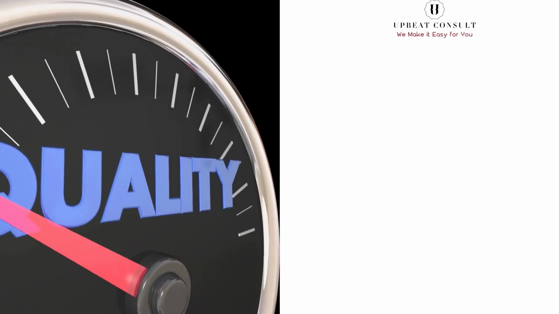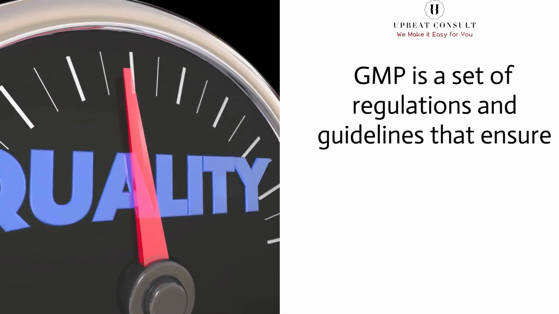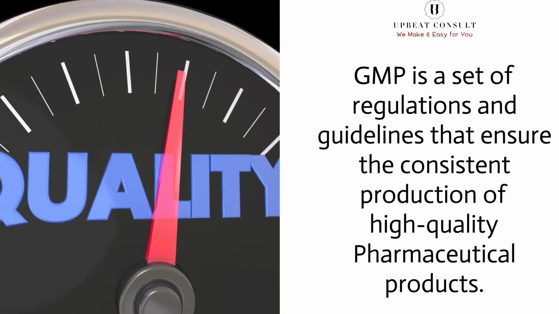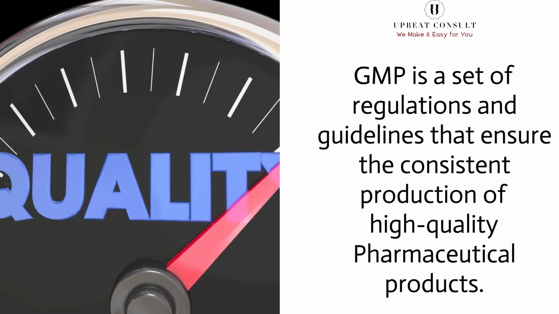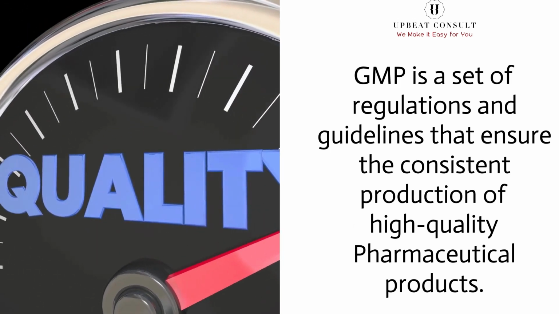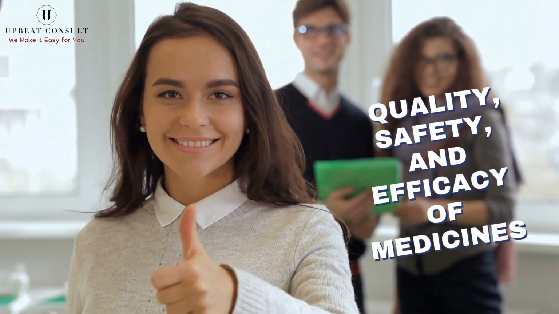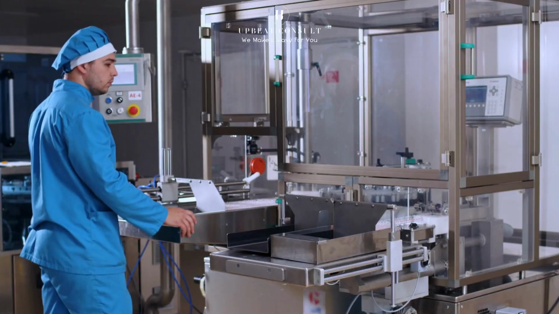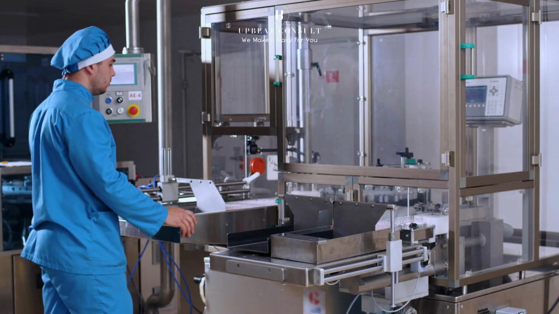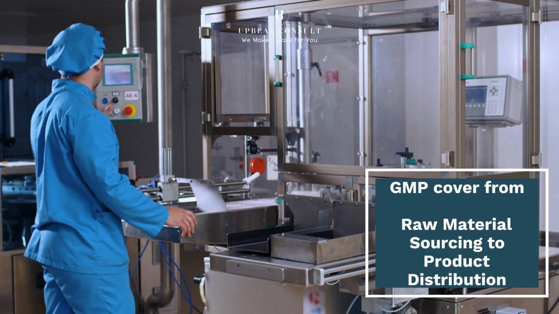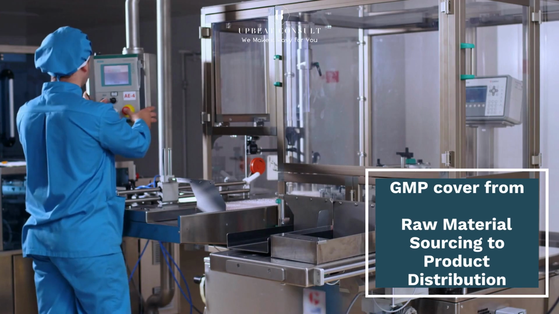At its core, GMP is a set of regulations and guidelines that ensure the consistent production of high-quality pharmaceutical products. The ultimate goal of GMP is to safeguard public health by maintaining the quality, safety, and efficacy of medicines. It covers every step of the manufacturing process, from raw material sourcing to product distribution.